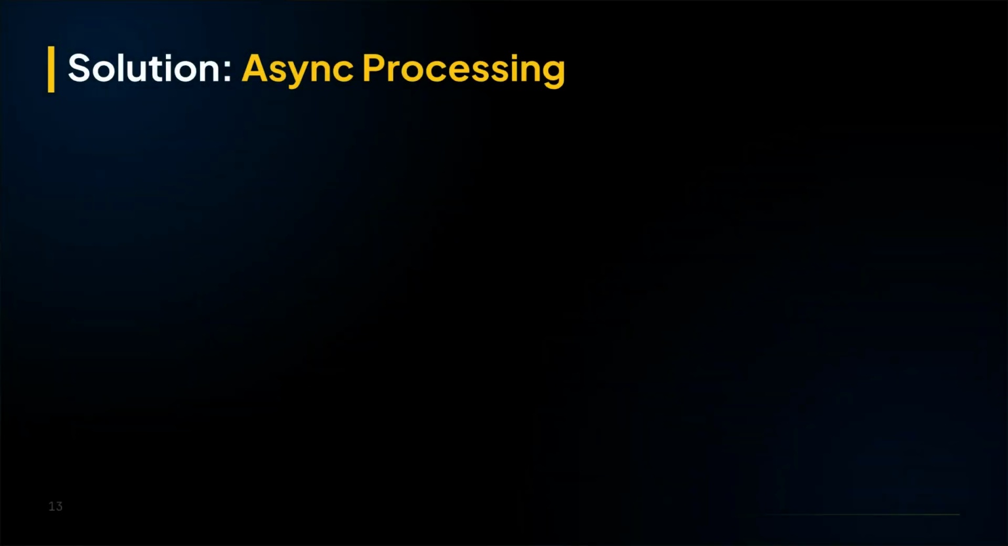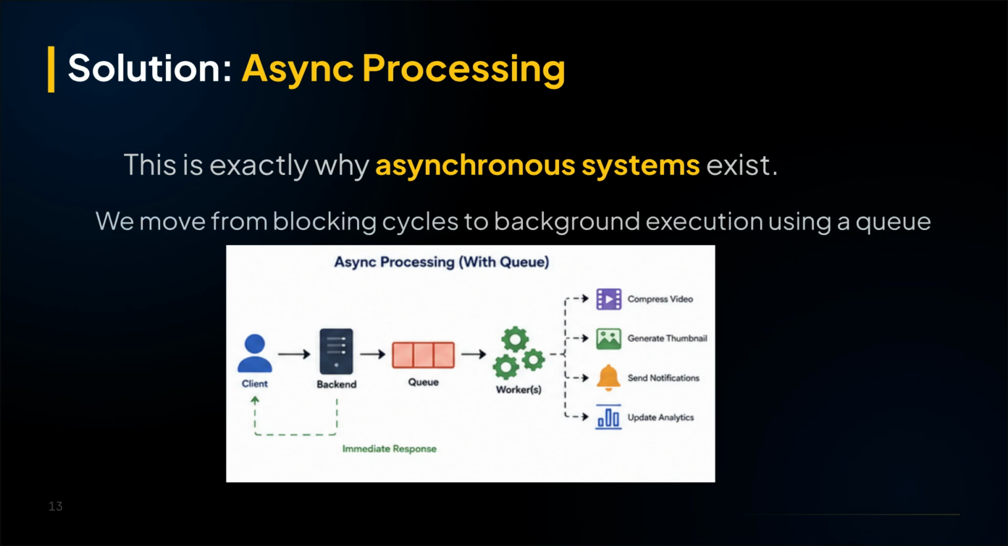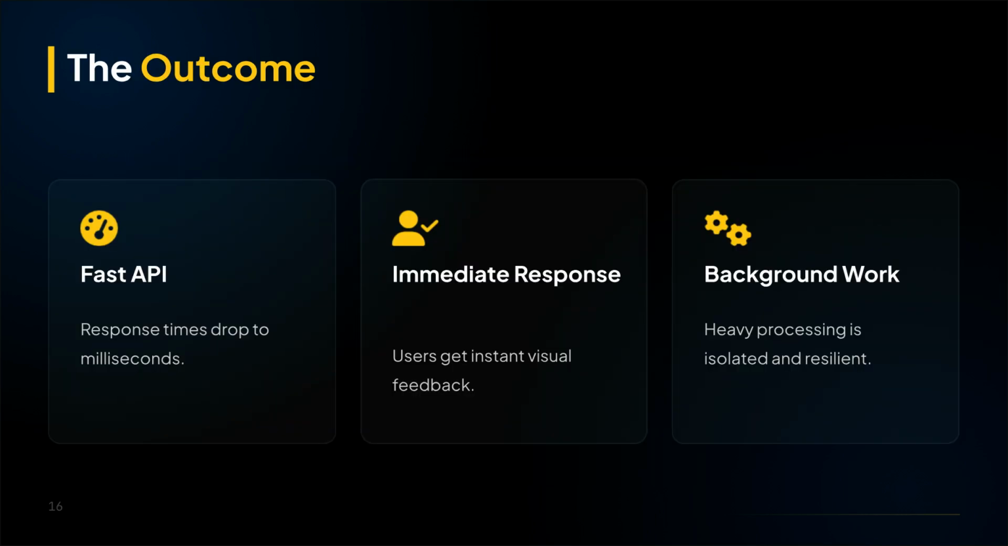The solution to this problem lies in asynchronous processing. By moving from blocking cycles to background execution using a queue, we introduce an immediate response for the client. The outcome is a fast API where response times drop to milliseconds. Users receive immediate visual feedback, and heavy processing becomes isolated and resilient background work.